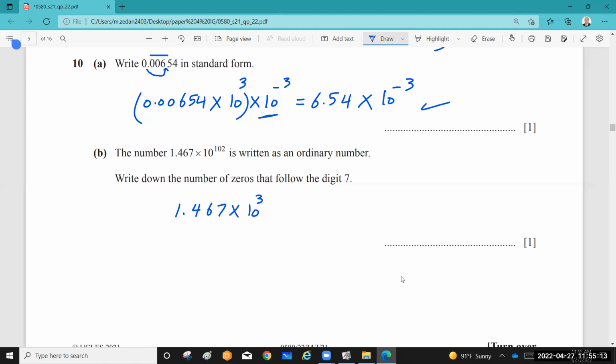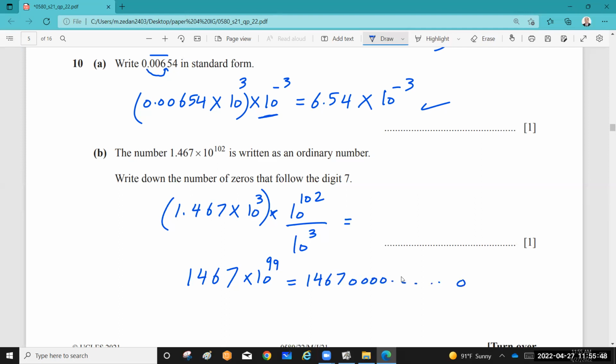And you can write it 10 power 102. You divide by 10 power 3. Just multiply by 10 power 3 and divide by 10 power 3 to keep the value the same. Okay. So this value now is 1.467 as a whole number. And you have a 10 power what? 102 minus 3 is 99. Yes. So this number is really 1.467 and many zeros until the zero number 99. So you actually have 99 zeros.